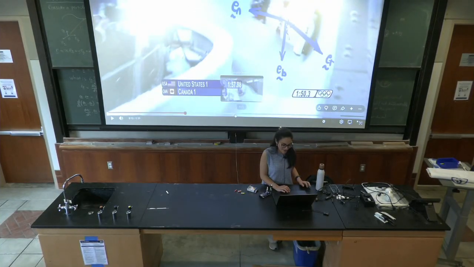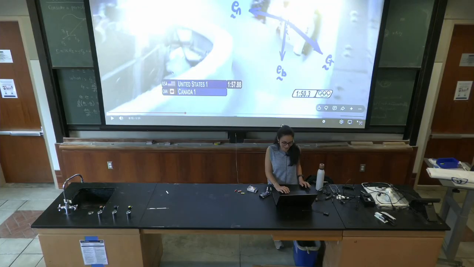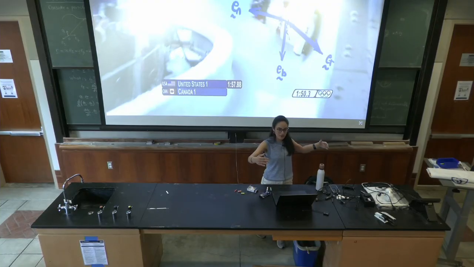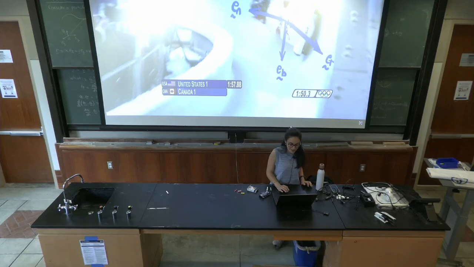Okay. This is my attempt at this, but does this make sense? It's a bobsled competition. et is tangent to the curve. en is pointing towards the center of curvature. So you can think of the osculating circle as almost horizontal at this point. And eb is such that et cross en is equal to eb.